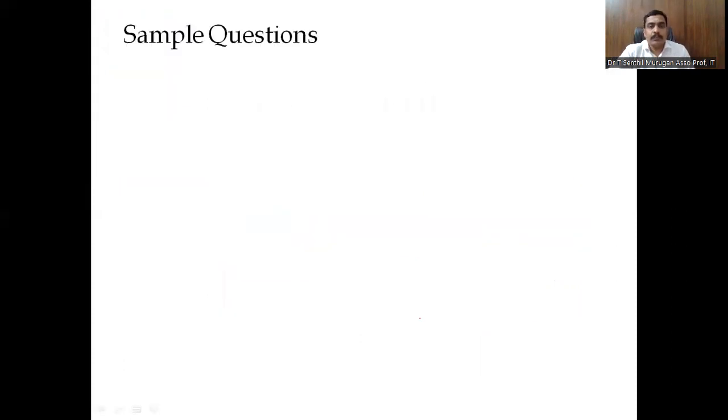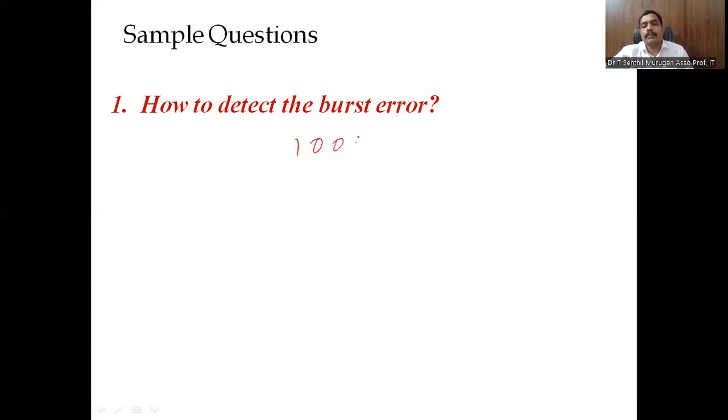I posted some sample questions for your better understanding. How to detect a burst error? What is a burst error? An error of more than one bit is considered a burst error. How can you detect it? When the receiver compares the pattern, say 1001 against the received 1001001, some bits match, but here not matched, here not matched, here not matched. So we can say this is a burst error.